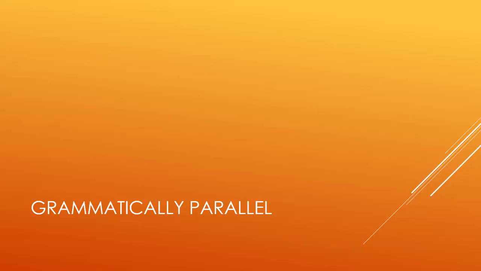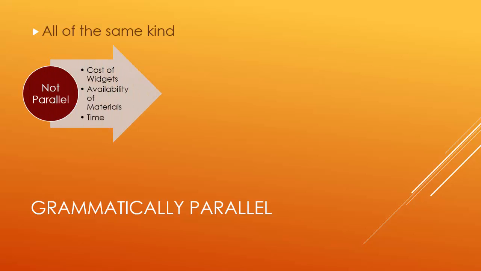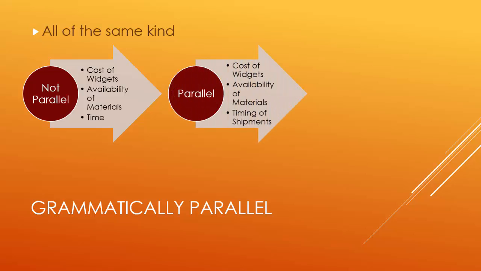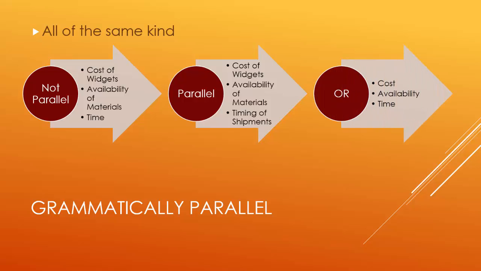Headings or subheadings within any given section of a report need to be grammatically parallel with each other. This means that they all need to be of the same kind. Consider a section called Findings with the following subheadings: Cost of widgets, availability of materials, time. One of these things is not like the others. The third heading would need to become timing of shipments or something like that, or the other two would have to become cost and availability, although those don't really meet the requirements of specificity discussed above.